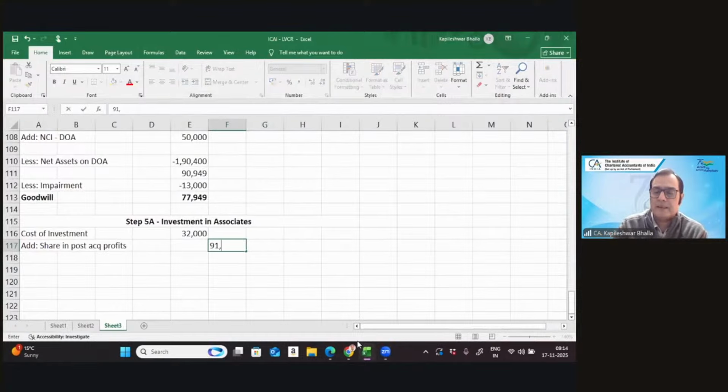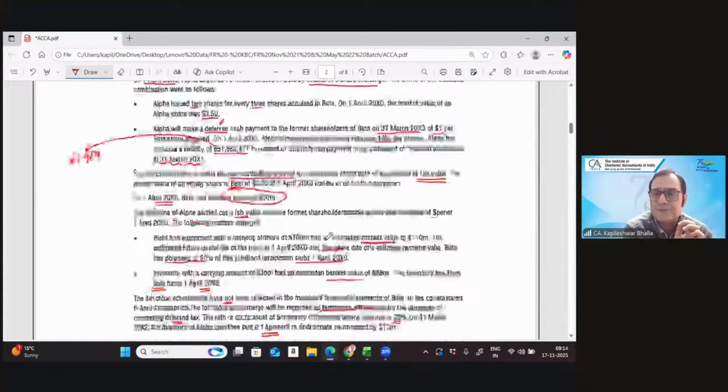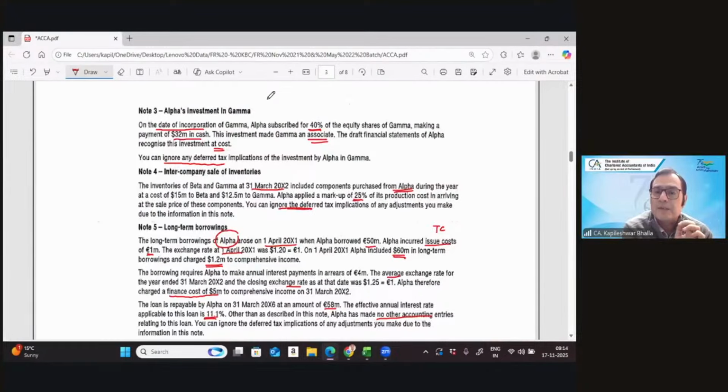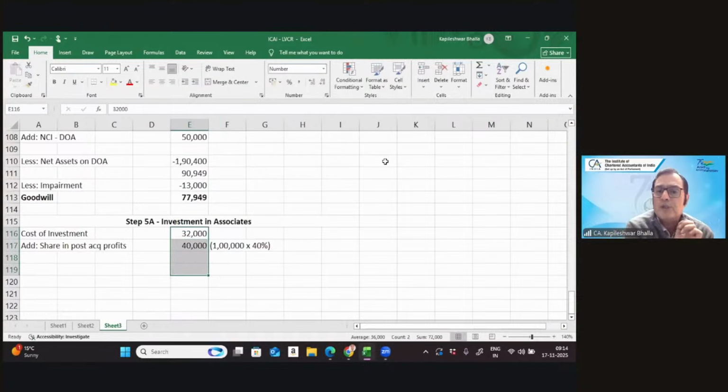So we can take the share out of this 1 lakh. And that is, I guess, to the extent of 40%, was it? Yes, we've got a 40% stake in the company. That works out at 40,000. That's right. There's nothing else which needs to be adjusted in this case. So that gives us 72,000 as the investment. So pretty simple and straight.